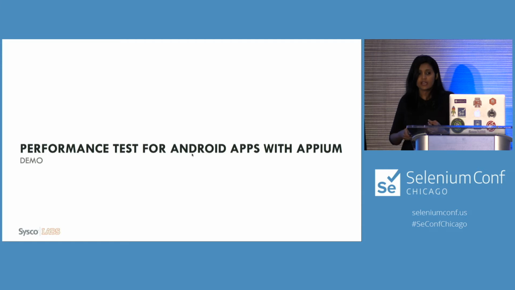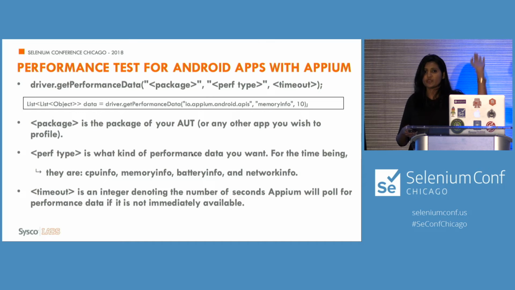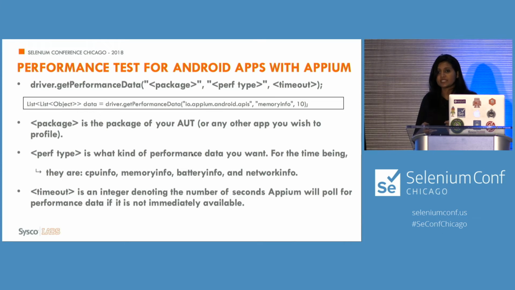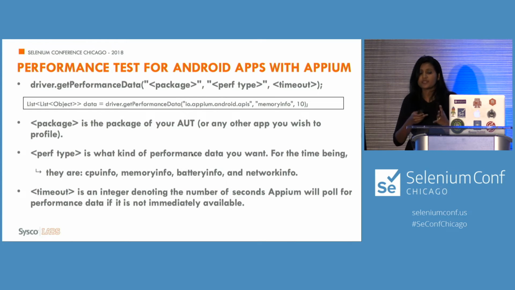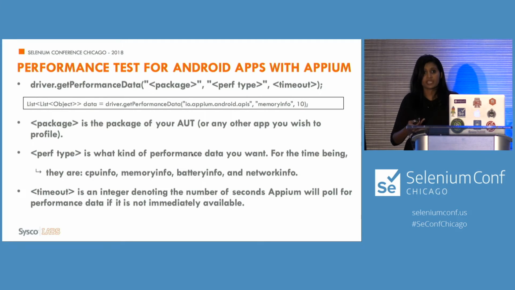How many of you have used Android Profiler or have seen it? Okay, cool. So basically, this is pretty much similar to what Android Profiler does, right? Appium is using ADB dumpsys and giving us the information, and we'll be able to understand a trend on aspects like memory info, CPU info, battery info, and network info, as of now, right?